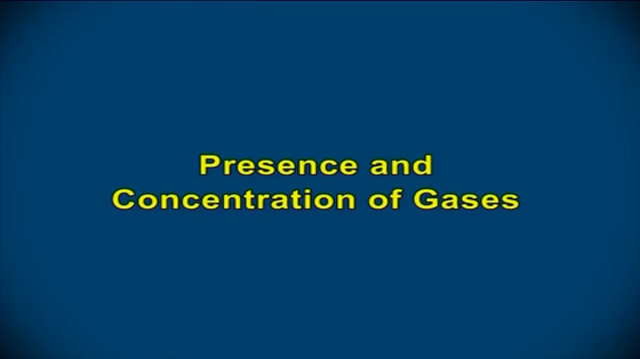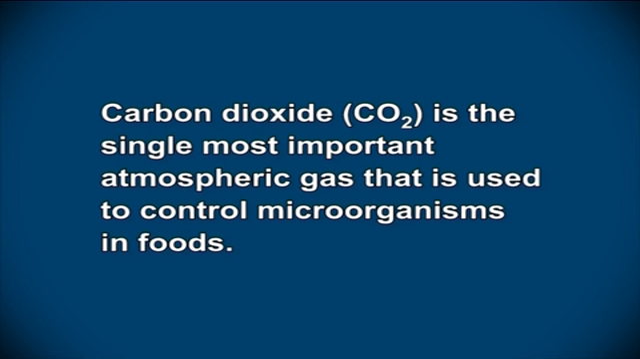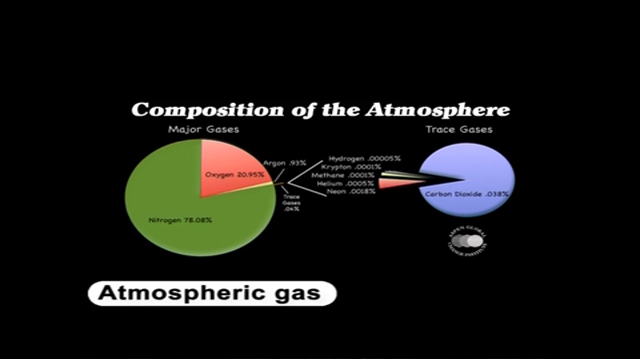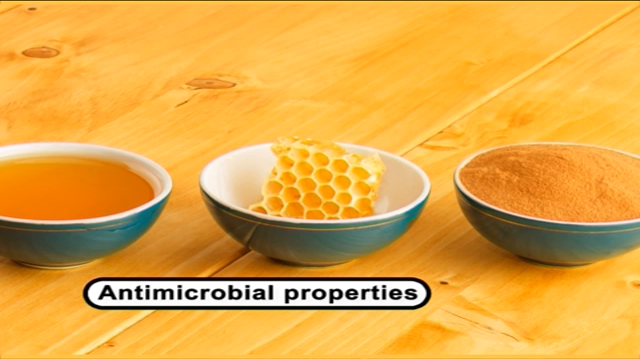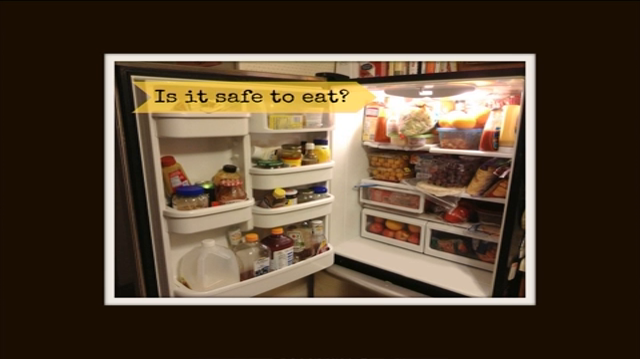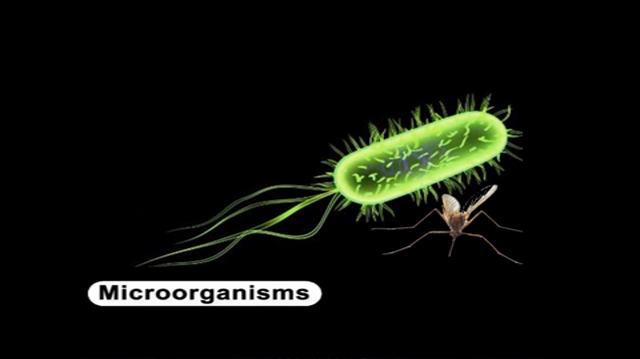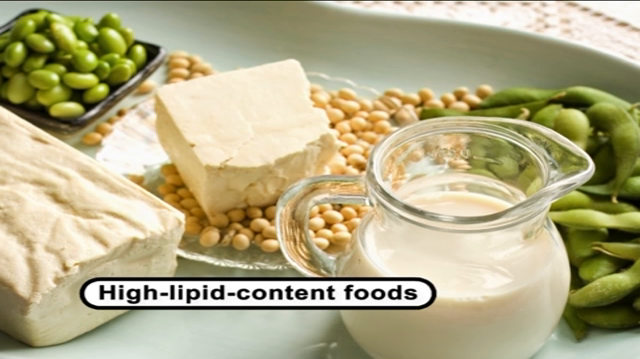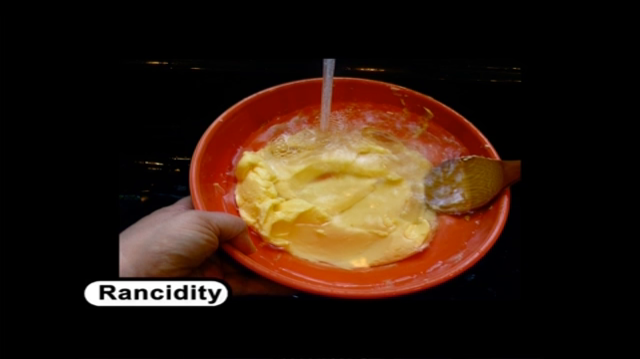Presence and concentration of gases. Carbon dioxide, CO2, is the single most important atmospheric gas that is used to control microorganisms in foods. Ozone, O3, is the other atmospheric gas that has antimicrobial properties, and it has been tried over a number of decades as an agent to extend the shelf life of certain foods. It has been shown to be effective against a variety of microorganisms, but because it is a strong oxidizing agent, it should not be used on high lipid content foods since it would cause an increase in rancidity.